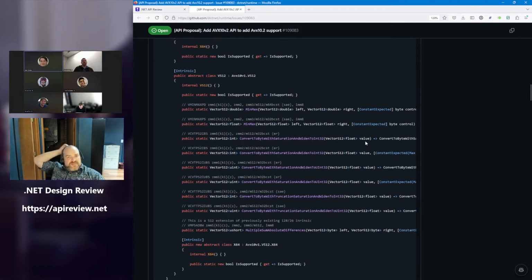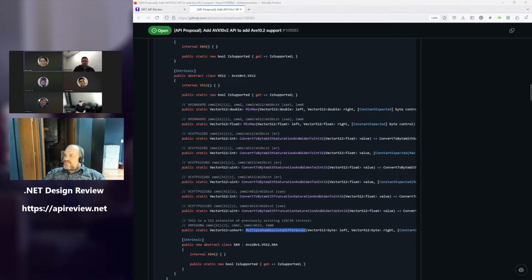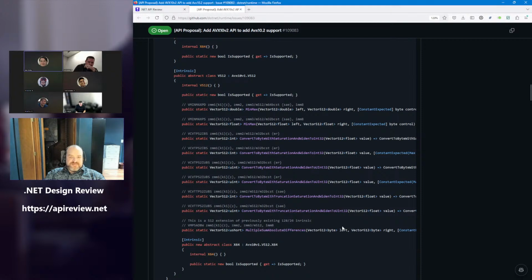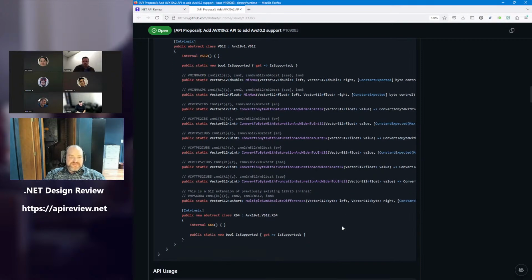So min max, convert to byte with saturation, etc., but taking Vector512. And then a new thing, which you say isn't a new thing. Which new thing that's not a new thing? Multiple sum absolute differences. Yeah, so the comment just above it, that's a 512-bit extension of the previously existing 128 and Vector256 one. So we already have multiple sum absolute differences for 128 and 256. This is just 10v2 adding it for 512 as well. Fair enough.